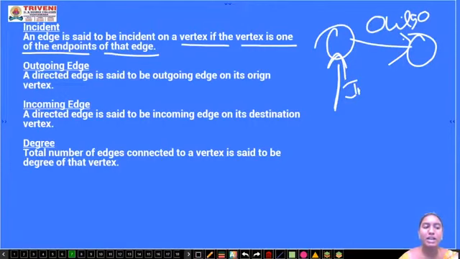And incoming edge: a directed edge is said to be an incoming edge on its destination vertex. If it is going out from the destination vertex, then the edge is said to be incoming on its destination vertex.